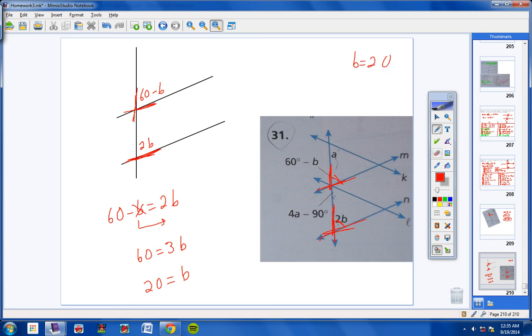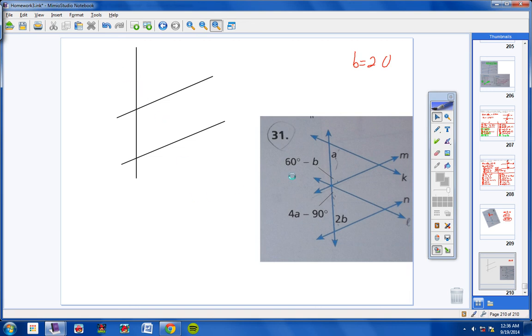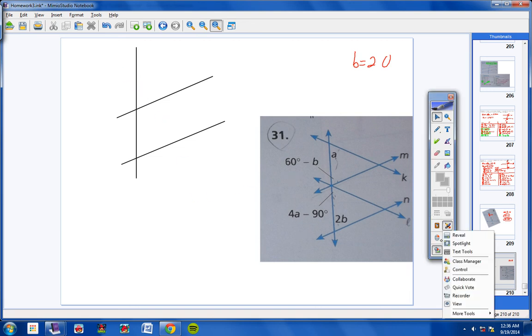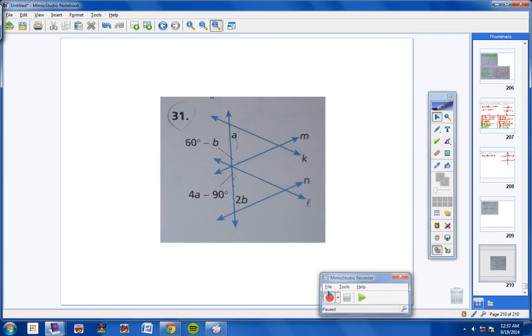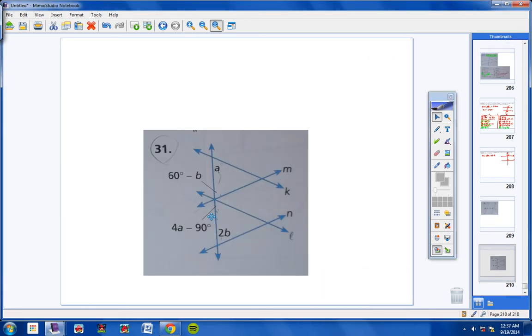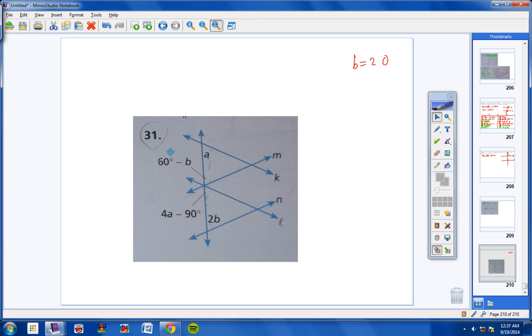All right, now let's do this again. Only now, let's use, and hold on one second. Okay, students, I'm back. Sorry about that. The computer program crashed again for some reason. So we had b equals 20.